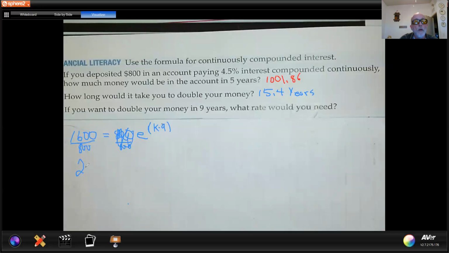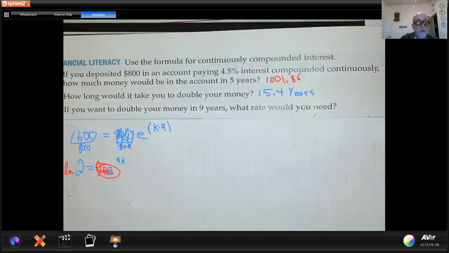So 2 equals E to the, let's say 9K. K times 9 is the same as 9 times K. It's just normally we write it that way. All righty. What do I do? I take the natural log. Why do I take the natural log? Because they cancel out.